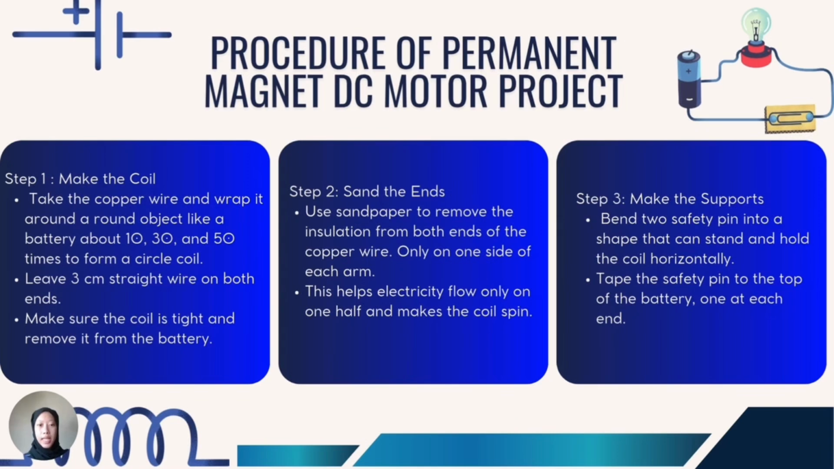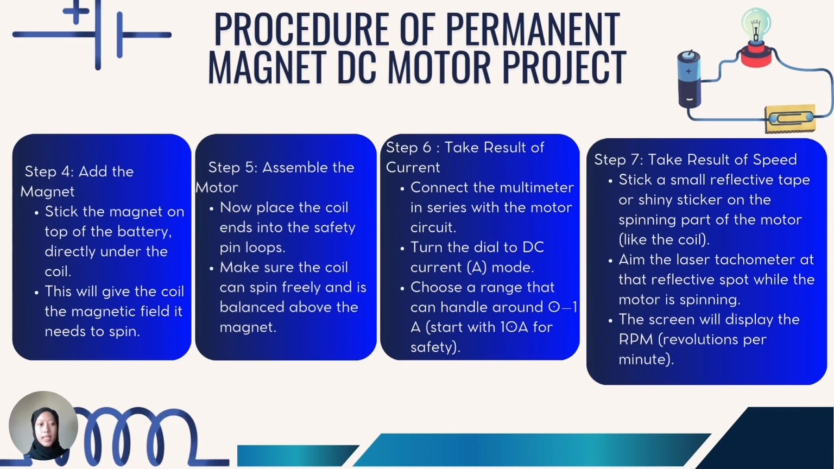Step 2, sand the ends. Use sandpaper to remove the insulation from both ends of the copper wire, only on one side of each arm. This lets electricity flow only half the time and makes the coil spin. Step 3, make the support. Bend the safety pins into a shape that can stand and hold the coil horizontally. Attach the safety pins to the top of the battery, one at each end. Step 4, add the magnet. Stick the magnet on top of the battery directly under the coil. This will give the coil the magnetic field it needs to spin.